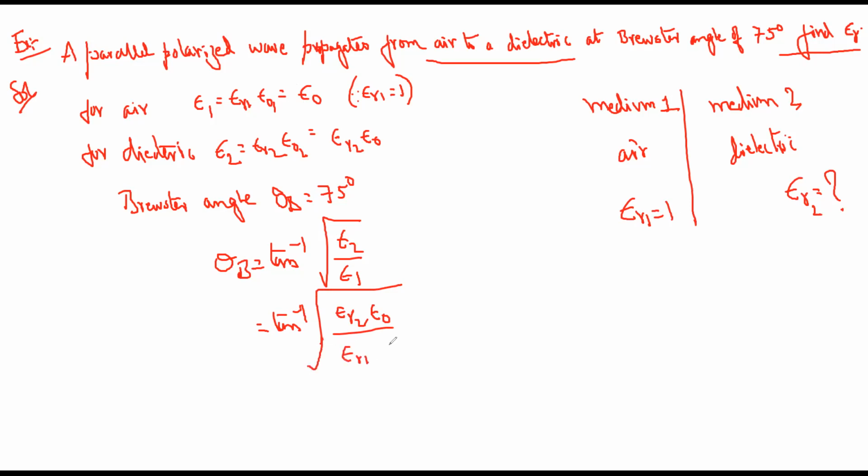Epsilon R1 and epsilon naught. The epsilon R1 value is 1, and epsilon naught and epsilon naught get cancelled. It is equal to tan inverse of under root of epsilon R2 by epsilon R1, which is equal to 1. Okay, so tan theta B is equal to under root of epsilon R2.